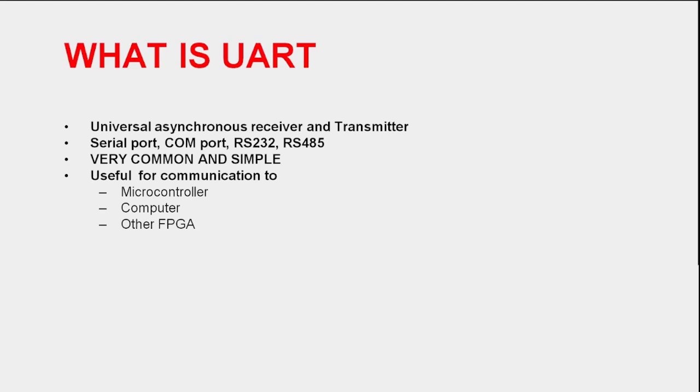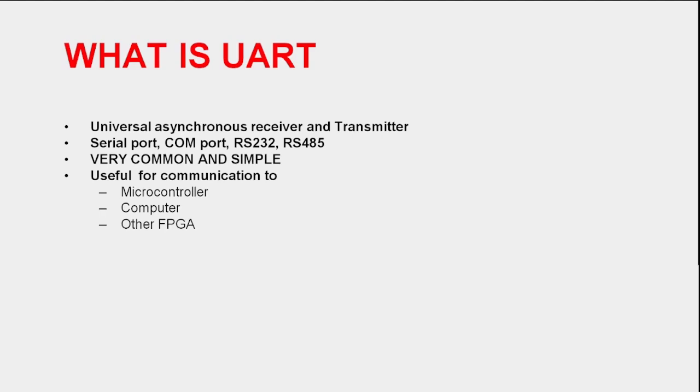COM port or serial port. It is also called a COM port or serial port, which is a serial wire communication that can be done between microcontrollers or any peripheral devices. If you want to connect modules like a GSM module, GPS module, Bluetooth module or Wi-Fi module, you could use this UART for communication.